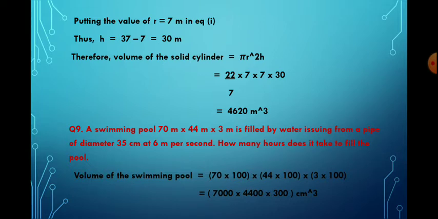So let us first find out the volume of the swimming pool. So the volume of the swimming pool is equal to 70 meter. Let us convert this into centimeter. So 70 into 100 into 44 meter, again converting into centimeters, 44 into 100 into 3 meter, converting it into centimeters, so 3 into 100. So that's equal to 7000 into 4400 into 300 centimeter cube.